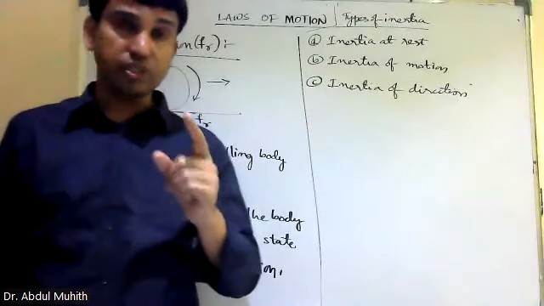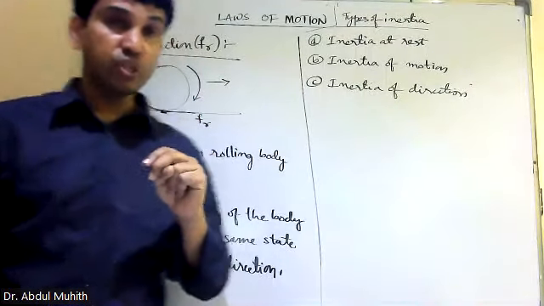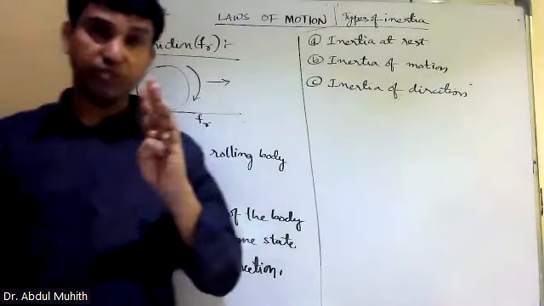The first law of motion gives rise to two concepts. One is friction, second is inertia. In friction, we have four types of friction. First of all, friction means what?